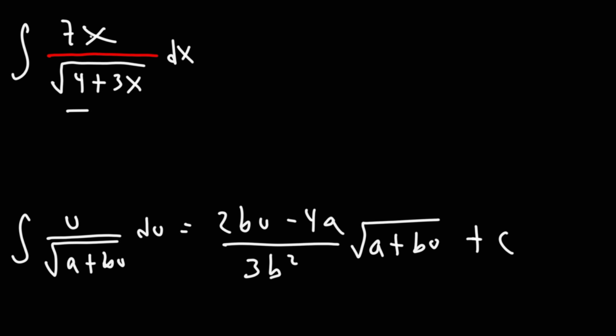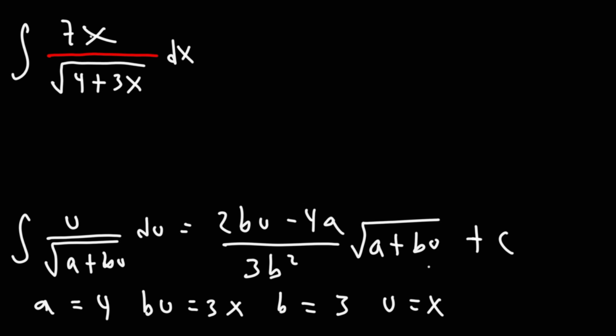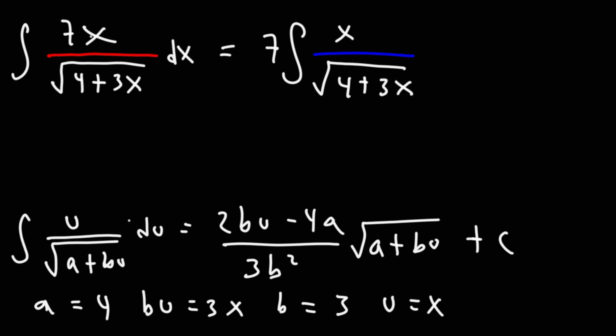So we can clearly see that a plus bu is 4 plus 3x. So a is 4, bu is 3x. So that means b is 3, u is x. So that 7 we need to move to the front. So let's rewrite this as 7 times the integral of x over the square root of 4 plus 3x. So now it's in this format.